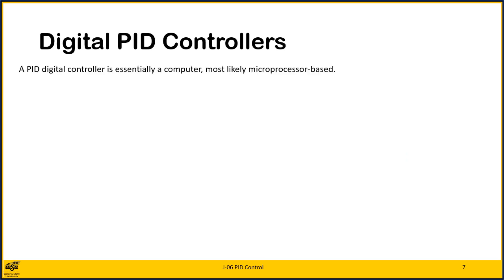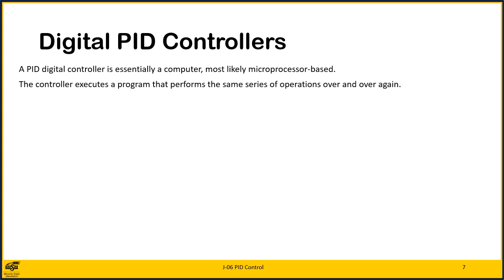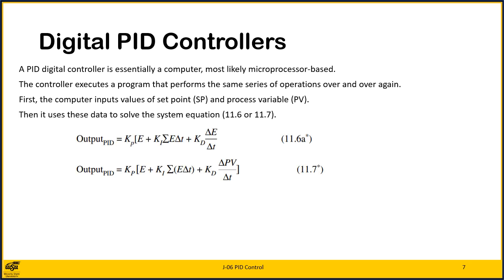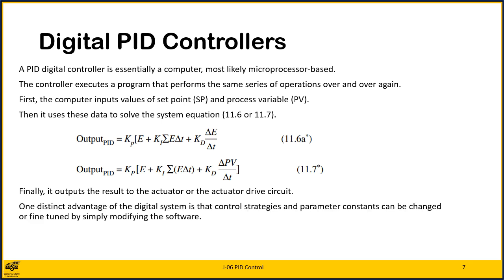A PID digital controller is essentially a computer, most likely microprocessor based. The controller executes a program that performs the same series of operations over and over again. First, the computer inputs values of the set point, SP, and the process variable, PV. Then it uses these data to solve the system equation 11.6 or 11.7. Finally, it outputs the result to the actuator or the actuator drive circuit. One distinct advantage of the digital system is that control strategies and parameter constants can be changed or fine-tuned by simply modifying the software.